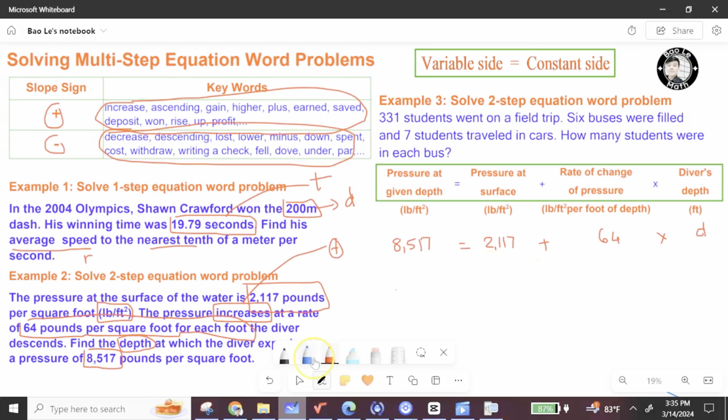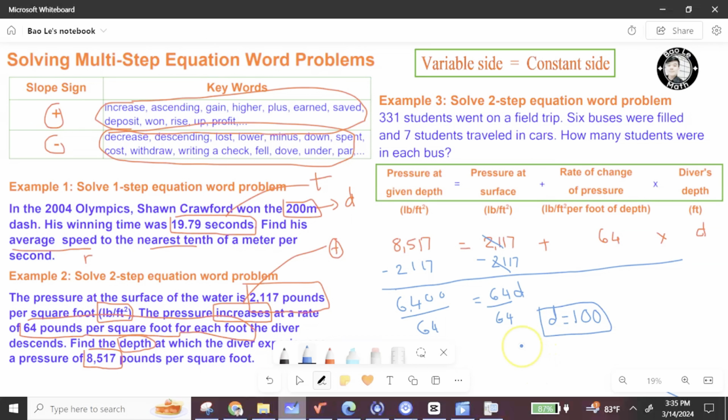So basically, I just subtract 2,117 from both sides. Alright, so this one cancels out. The left hand side should be 64D. The right hand side should be 6,400. Alright, I divide both sides by 64. So D should be equal to 100. So it should be 100 feet.